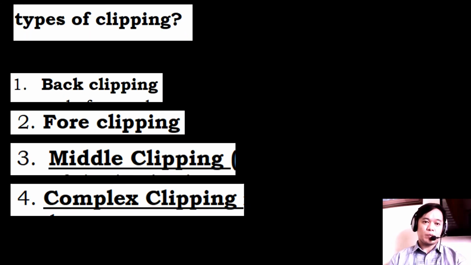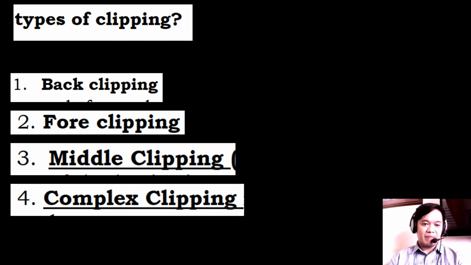So before we proceed with our different examples of clipped words, let us remember that there are 4 types of clipping. Number 1, yung back clipping. Pag sinabing back clipping ulit, tatagalogin natin to, binabawas yung dulong bahagi ng salita. Number 2, we have fore clipping. Binabawas yung nasa harapang bahagi ng salita. So natitira yung bandang dulo.